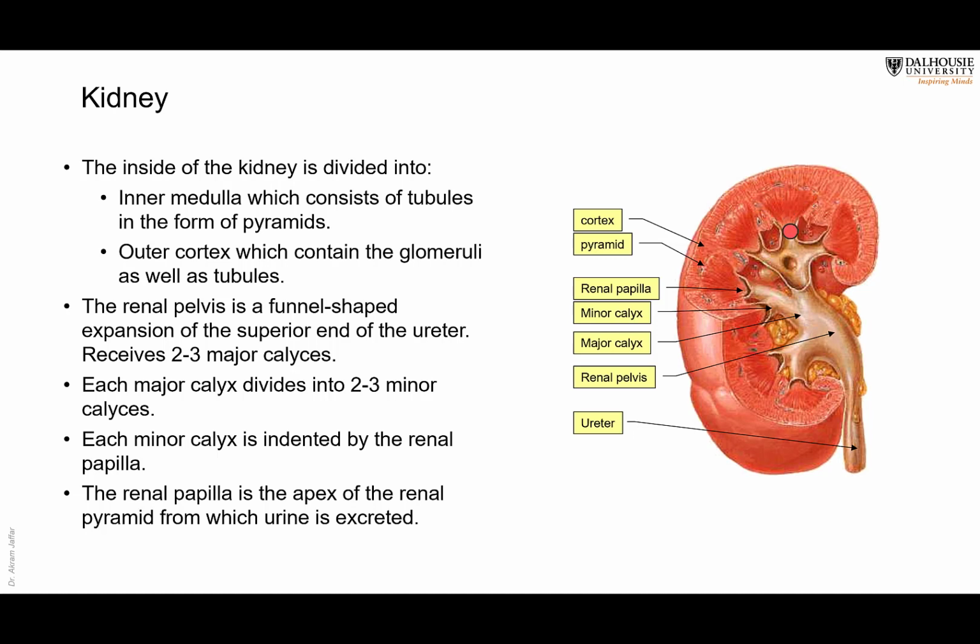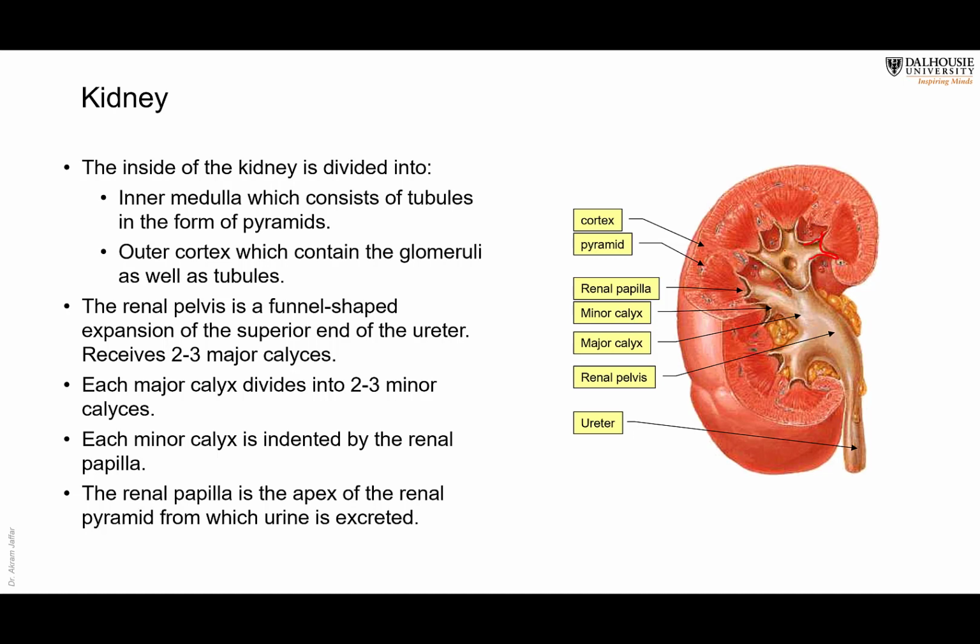The apex of the pyramids are directed inwards, and they open. They call it the renal papilla. The multiple ducts open there, so it's always dribbling. They open into a small cup. This is a small cup here, which is called a minor calyx.